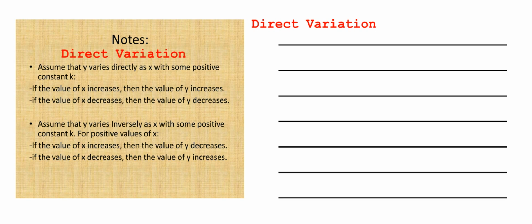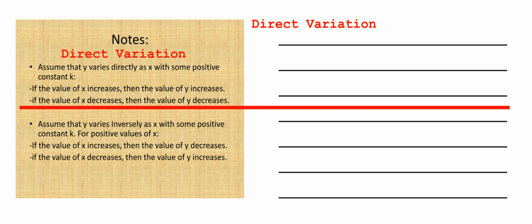And we have direct variation, and I'll put a line that way it makes it easier to visualize which one's which. On the bottom, and I'll write in this case just on the right side, that way it's easier to see, inverse variation. Assume that y varies inversely as x with some positive constant k for positive values of x. So if the value of x increases, then the value of y decreases. If the value of x decreases, then the value of y increases. Okay.